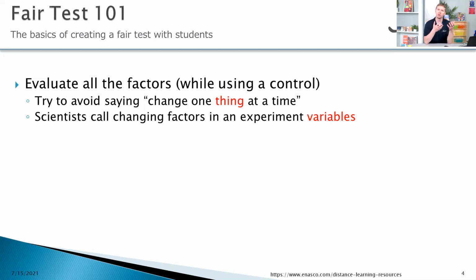So when you're talking to younger students, you might talk about factors at first. You're changing one factor at a time. But when you get to middle school or higher elementary, then you start to talk about variables. What does a variable really mean, right?